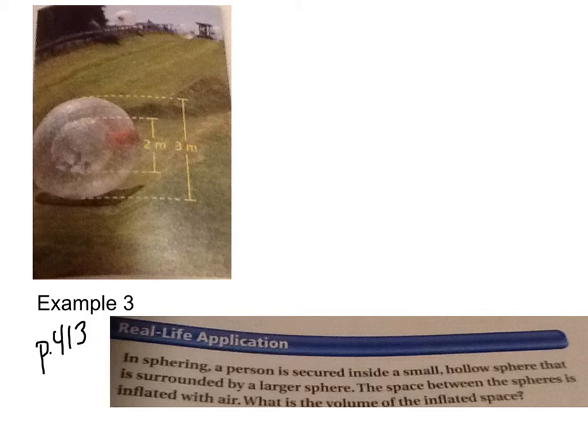Well, what do we know? The only thing we know is that the diameter of the small sphere is 2 meters, and of the larger sphere is 3 meters. So the first thing we have to do is realize we have to find the radius of each shape. So we're going to do outer sphere and inner sphere because we have 2 spheres. If we want the volume of the inflated space, that's this area around the outside. So we have to take the bigger sphere, the outer one, and subtract the inner sphere.